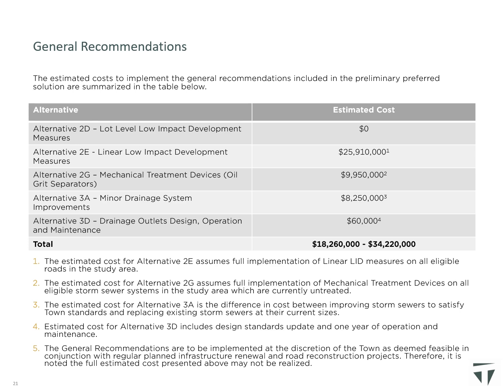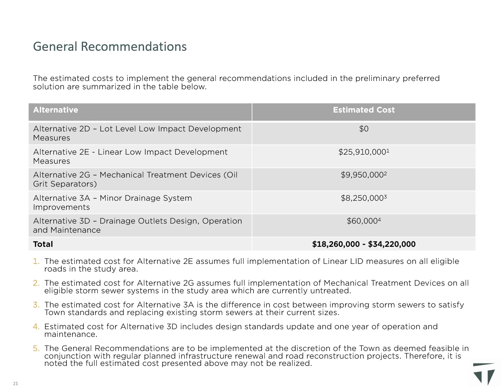In reality, each potential linear LID project must be evaluated at the detailed design stage of an infrastructure project to determine if site conditions permit implementation of linear LIDs. Therefore, this cost represents the maximum potential cost of water quality improvement alternatives which will not be realized. The estimated cost for alternative 2G, mechanical treatment devices, is $9,950,000, which assumes full implementation of mechanical treatment devices for all eligible storm sewer systems across the town which currently do not provide water quality treatment.